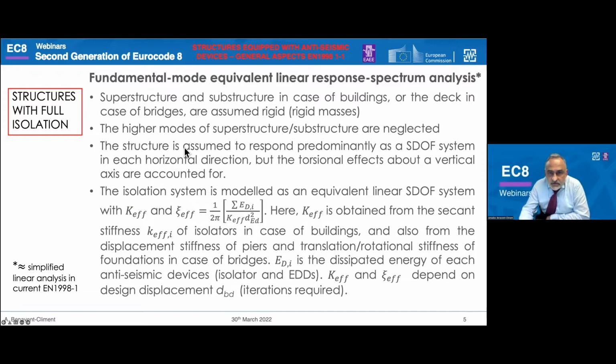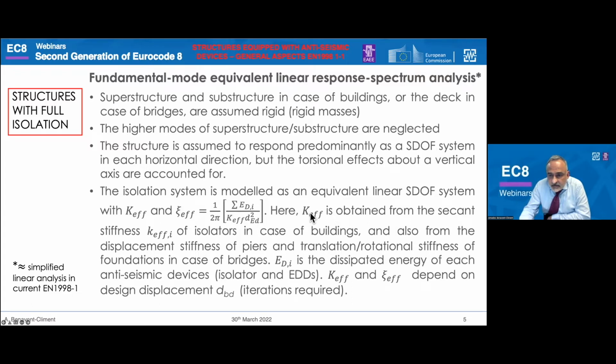The structure is assumed to respond predominantly as a single degree of freedom system in its horizontal direction, but the torsional effects about a vertical axis must be taken into account. In this method, the isolation system is modeled as an equivalent linear single degree of freedom system with an effective stiffness and an effective damping ratio that is calculated with this well-known equation of dynamics.